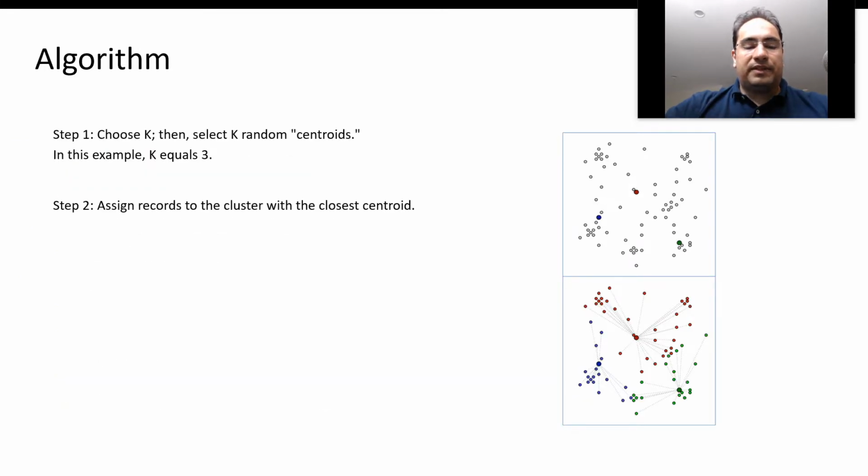The algorithm is very simple, and it's very easy to implement. The first step is that you choose K. You have to give it the K. Sometimes you go over many different Ks, which is the number of centroids.